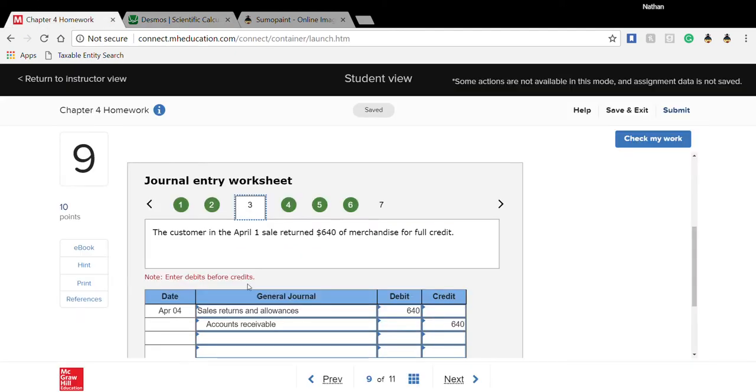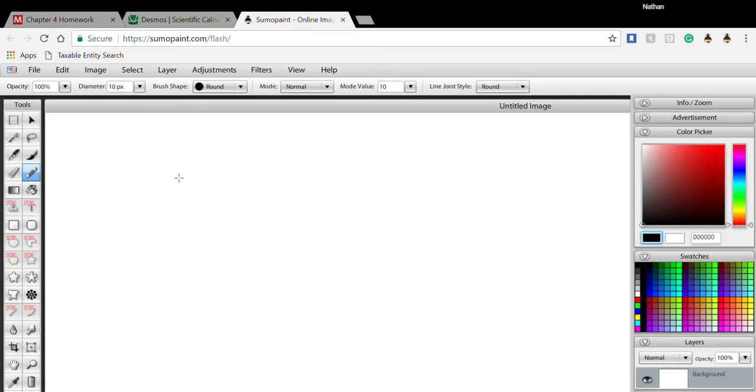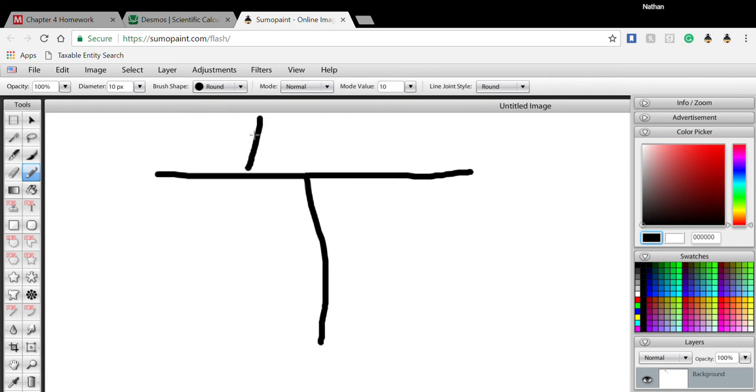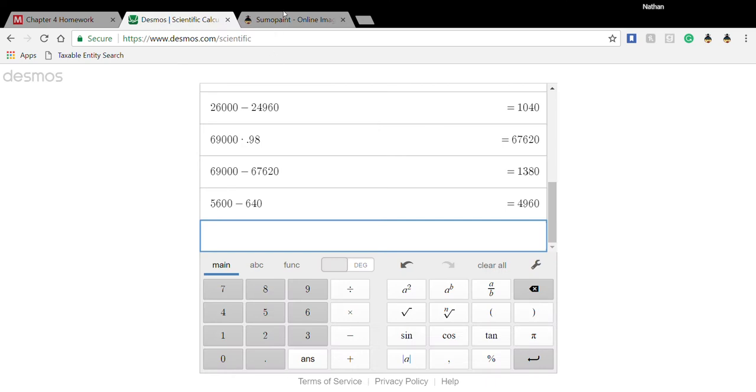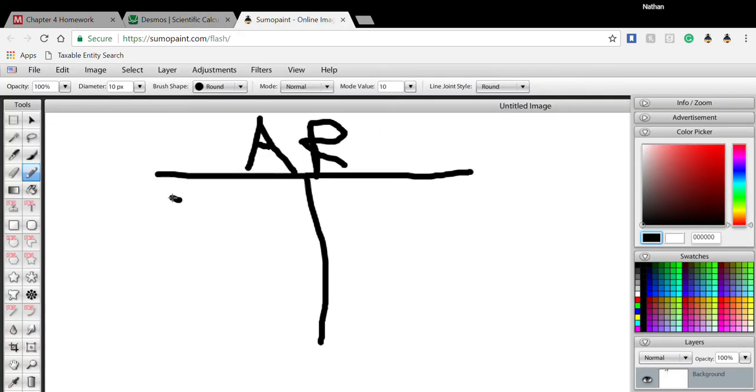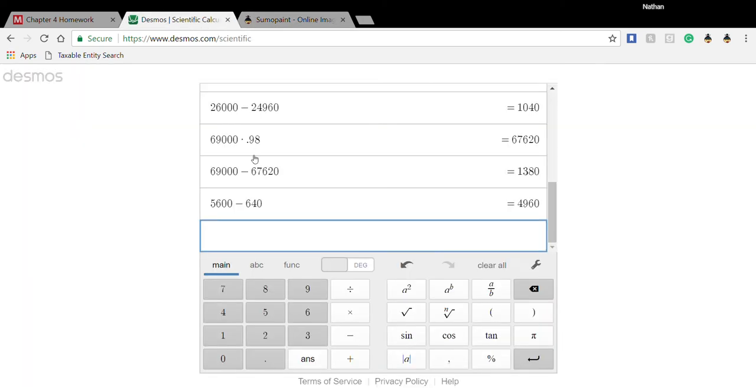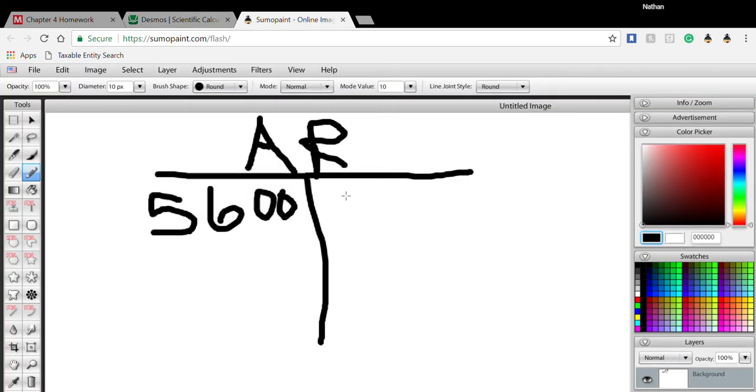So again, you can do a T-chart with that. If I did a T-chart, same thing. So write my little T-chart. This is my AR, and this is basically what's going on. So AR account. It starts off with 5,600. Of course, that's our debit. So 5,600. Then we have 640 being returned, or they no longer owe us. 640.